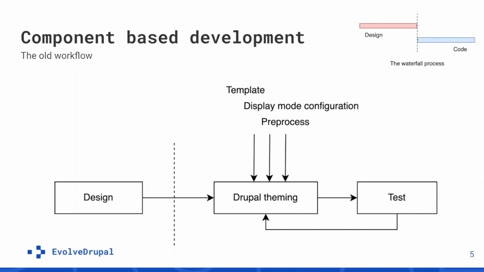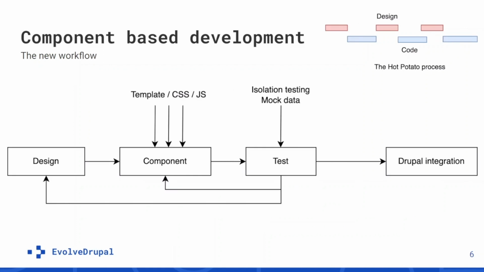Before, when doing theming in Drupal, the workflow usually was that the designer designs something and then hands it over to the developer. In Drupal theming, we do templating, display mode configuration, and custom preprocess. Then we test it inside the Drupal environment. If something happens and we need to revise, it's the Drupal developer who does it. Basically, this process doesn't include much interaction between the designer and the developer, so we call it the waterfall process.